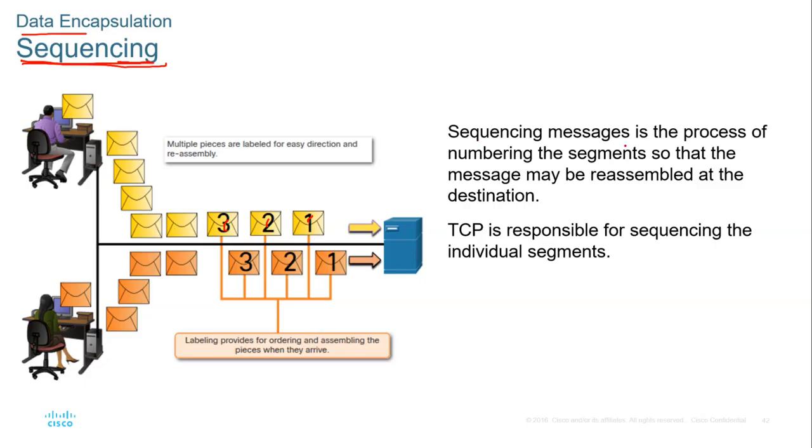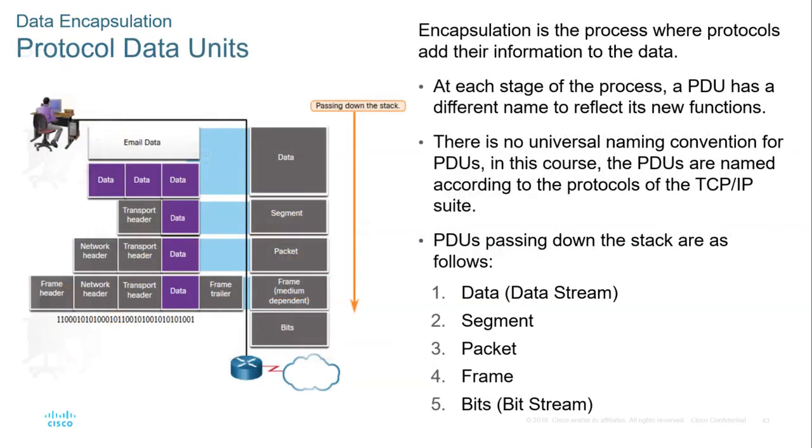So sequencing messages is the process of numbering the segments so that the messages may be reassembled at the destination. TCP is responsible for sequencing the individual segments.